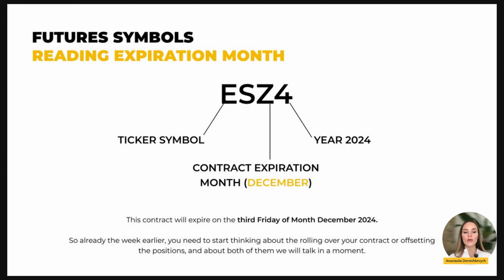Let's look at the example of an E-mini S&P 500 futures contract. The ticker symbol for S&P 500 futures is ES. The expiration month in this case is December, and the year 2024. This contract expired on the third Friday of December 2024. As a trader, you'll want to start thinking about rolling over or closing your position a week before the expiration date to avoid any complications.